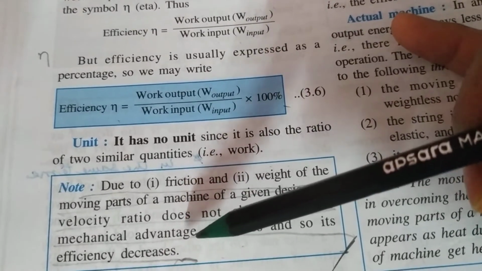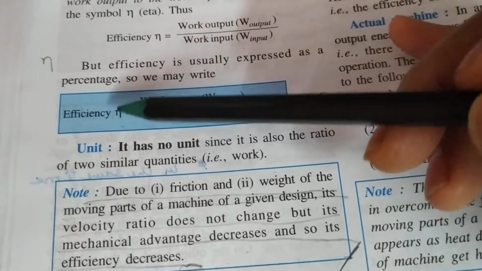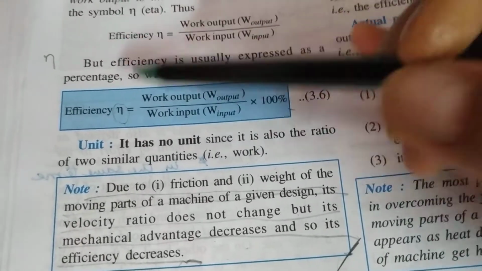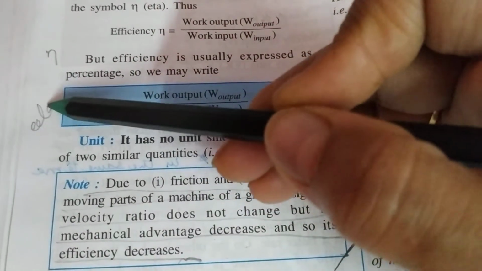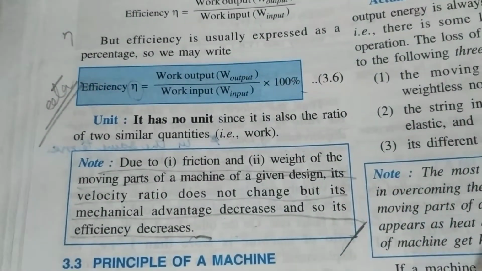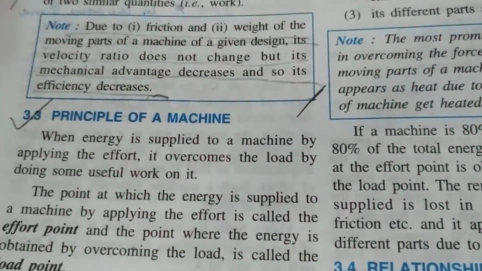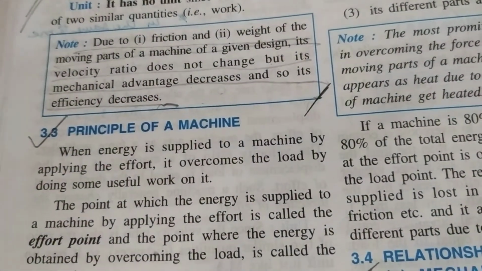So when the mechanical advantage decreases, efficiency also decreases, and this symbol is called eta. It is eta, a Greek symbol, just like alpha, beta and gamma. Now comes the principle of a machine. You may be asked in 2 marks, what is the principle of a simple machine?